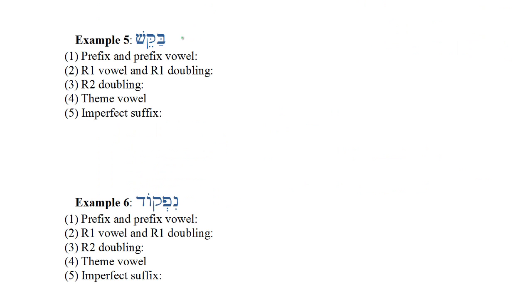All right, let's look at example 5 now. We have bakesh, and we should be getting pretty good at figuring these kind out now. There's no prefix or prefix vowel. The R1 vowel under the bait is patach, and we should be getting the idea now that when we see that, we're looking at some kind of a PL imperative or infinitive construct. And the R2 doubling confirms PL.